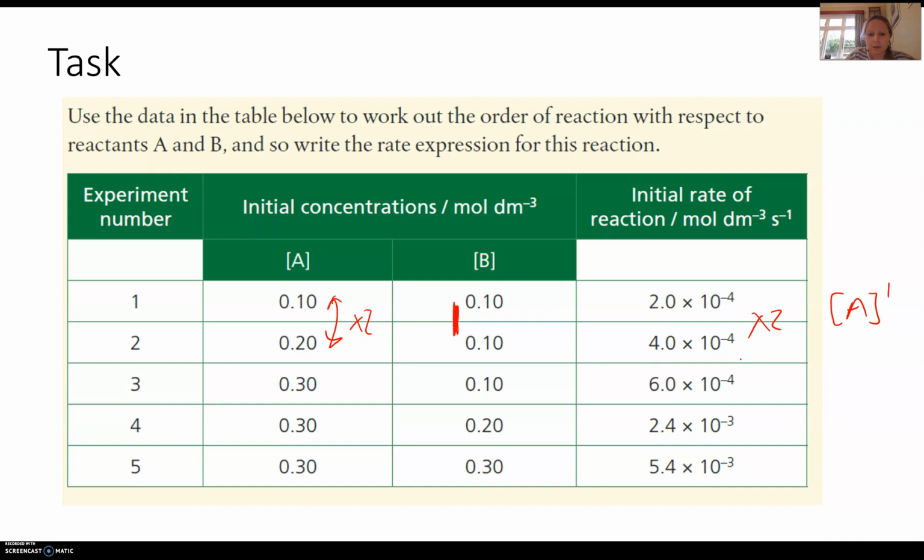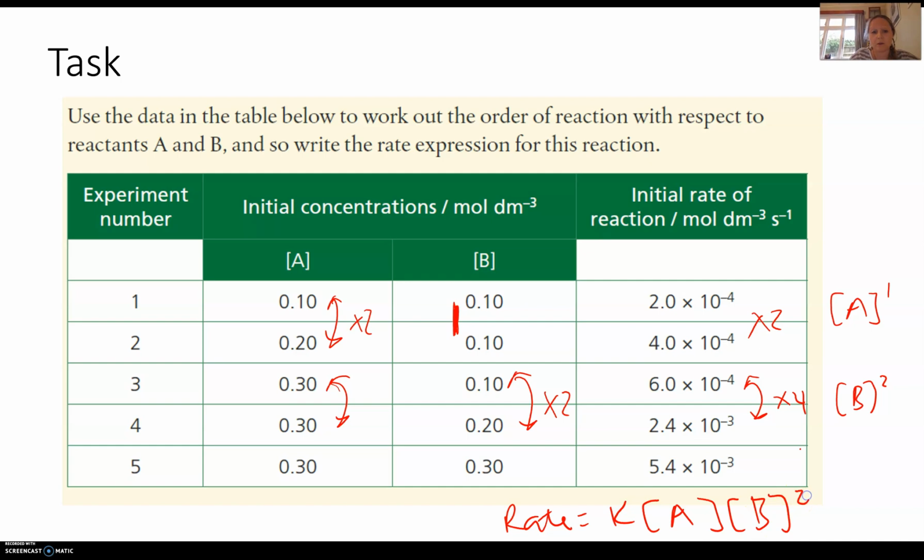So now we've got to look at B, so we've got to find one where A becomes constant. I've just chosen these two here, and we're going to look at what happens to B. So between 0.1 and 0.2, it's been timesed by 2. So what's the difference here that you can see? And the difference between these two here is that it's been timesed by 4. So instead of a proportional change, we've got to a power of 2. So therefore, B in this case is in fact second order. So if we write our expression, it's going to be rate equals the constant times A times B squared.